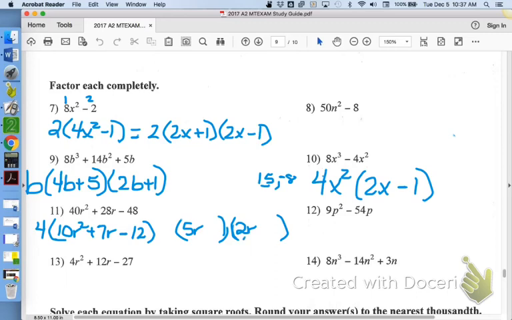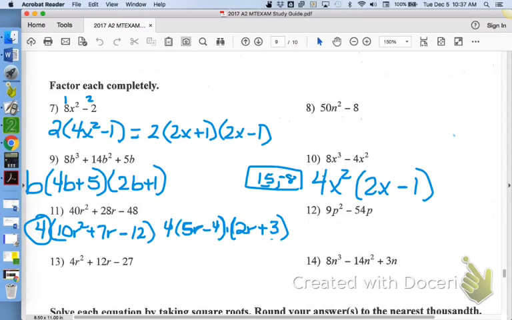And I got to get a 15 and a negative 8, so 5 times 3 is 15. 2 times negative 4 is 8. And don't forget this 4 here. So your final answer is this right here. Okay. All right.